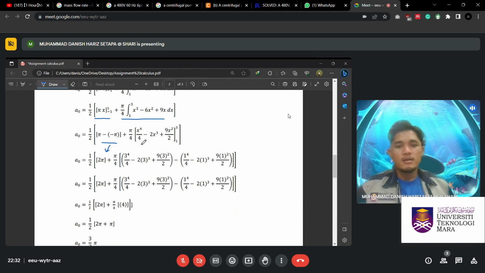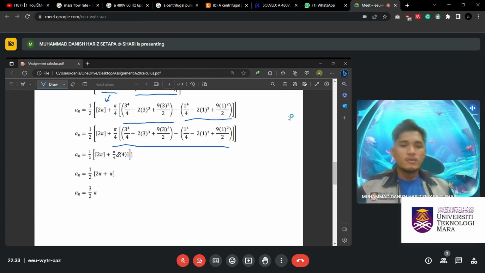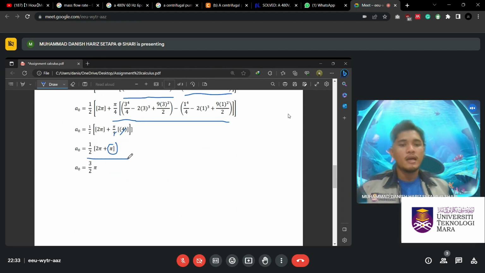And from here, we put the value for each x we put, and we get this value. And the last one, after we calculate all the round, so we get 2 pi plus pi over 4 with the value 4. So after that, we simplify again, so we get the pi. So after that, we calculate all, and we get a naught equal to 3 over 2 pi. So that's all from me.